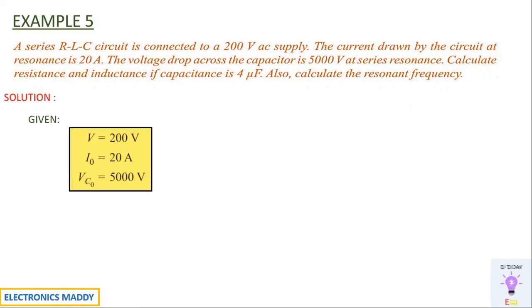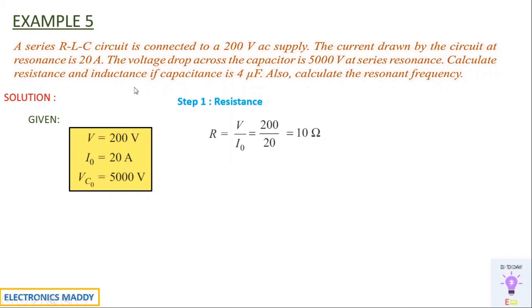They've given us V, I naught, Vc naught. They've also given us the capacitance value to be equal to 4 microfarad. Our first step is to determine the resistance. How do we do it? We know the current, we know the voltage, so it's basically the application of Ohm's law. R is equal to V by I naught. Substitute, you'll get 10 ohms. Very simple, isn't it? The first step is very simple.